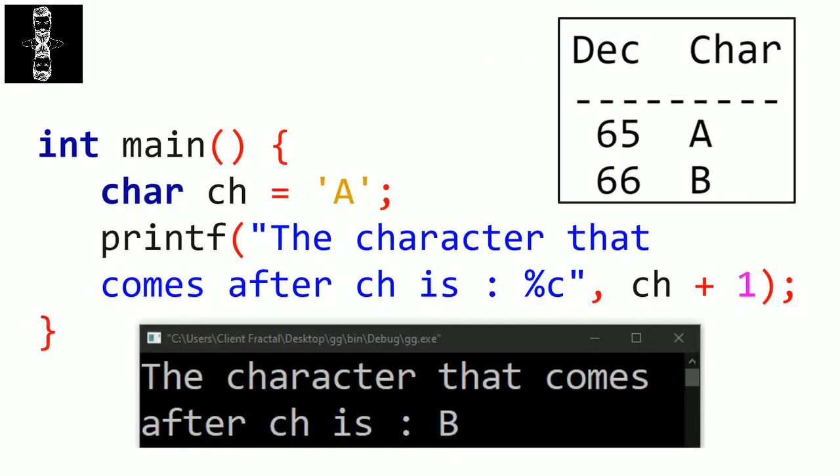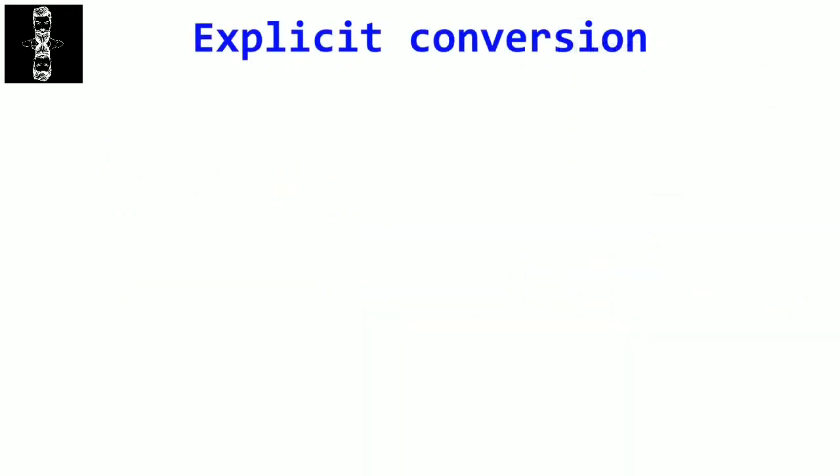Second type of typecasting is the explicit conversion. We will choose the data type by ourselves, so we don't have to follow the structure. For that, we add the data type that we want to convert to between parentheses before the variable.